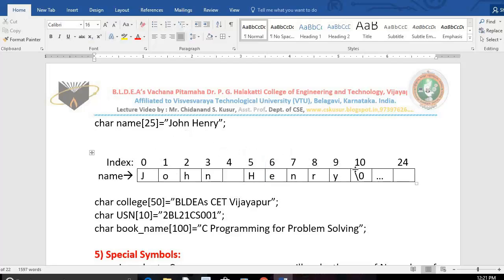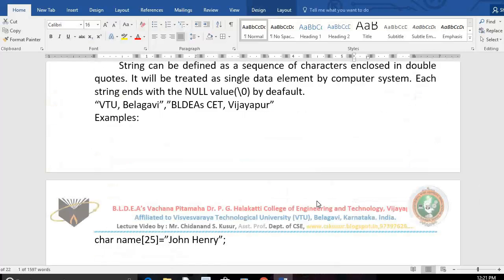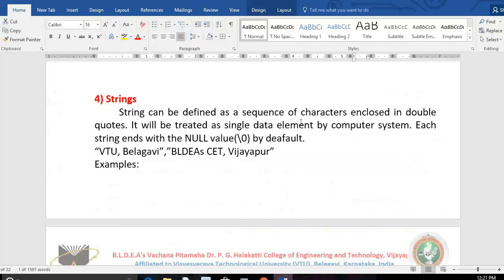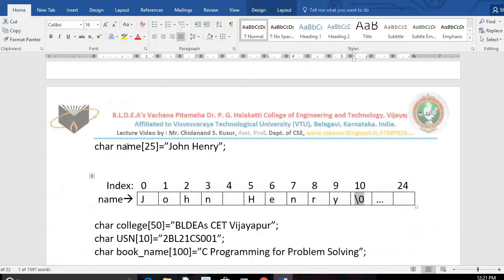Each string by default ends with a null value. This is what we call the null value. That point we have written here. It will be treated as a single data element by the computer system. Each string ends with a null value by default. If you write like this, this is a string variable. You can call it a character array or string variable. If you give the example like this, the value will be happy.